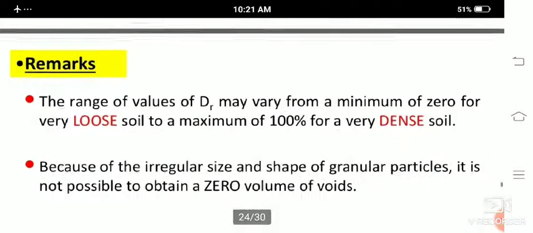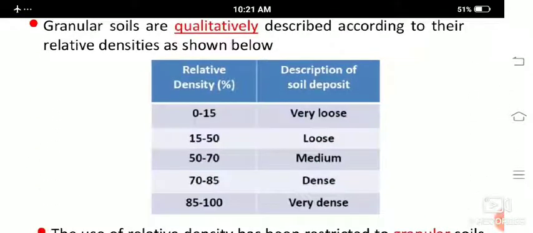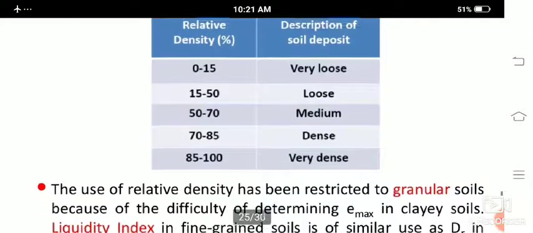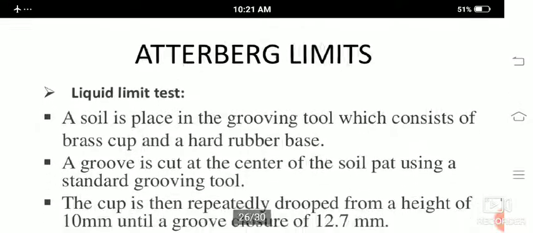Next we will be seeing the granular qualities, that means how this relative density is taken into consideration, and its description for different types of soils, what is the percentage of relative density taken. There are different things. Next is Atterberg's limit.